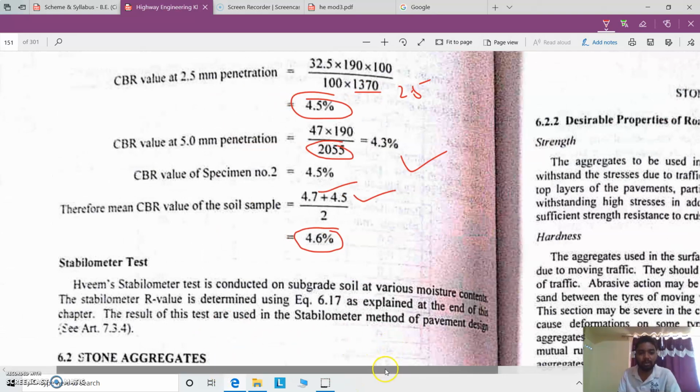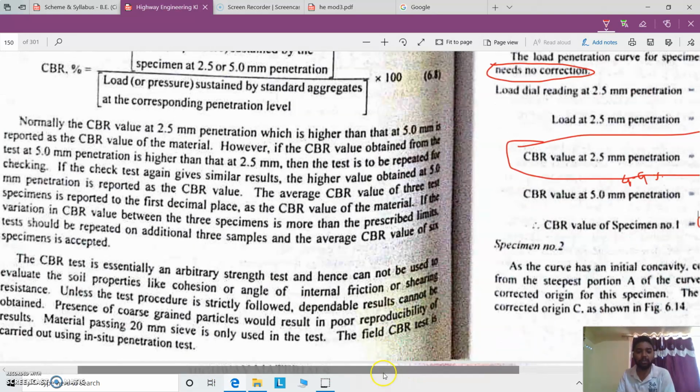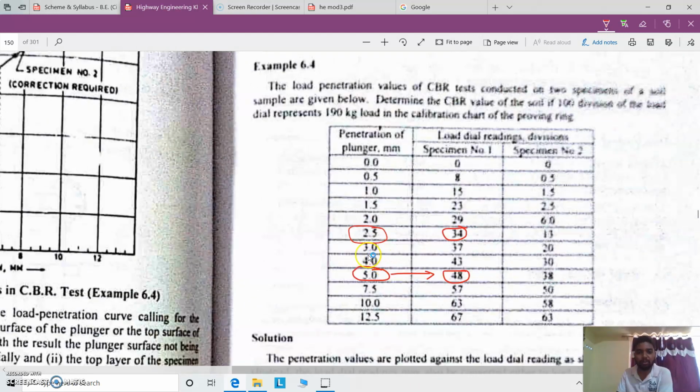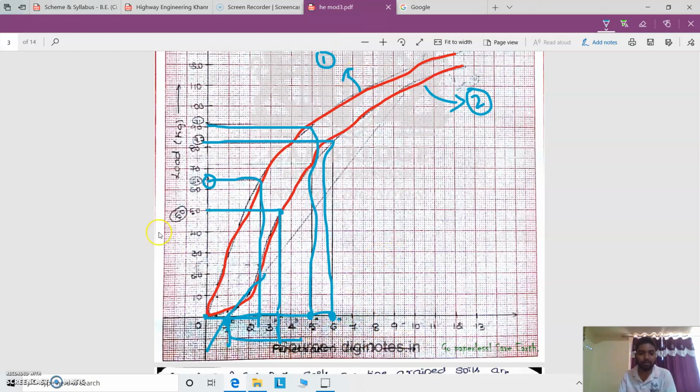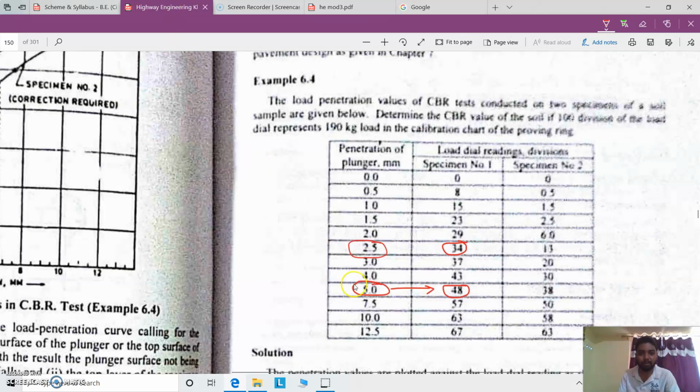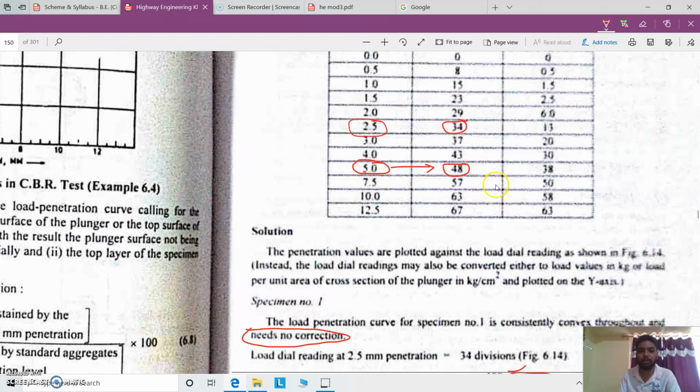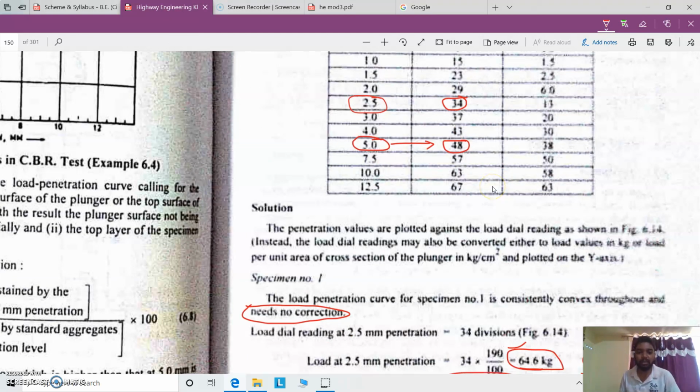So this is how we need to check the CBR value by using the graph, right? At the initial stage the number of divisions will be given. These divisions are converted to kgs, and then we plot the graph of penetration versus load. Penetration and load scales are to be fixed on your own, based on how much load and how much penetration there is. Then you can plot the graph for specimen 1 and specimen 2, and if there is any convexity on the curve you need to correct for it.